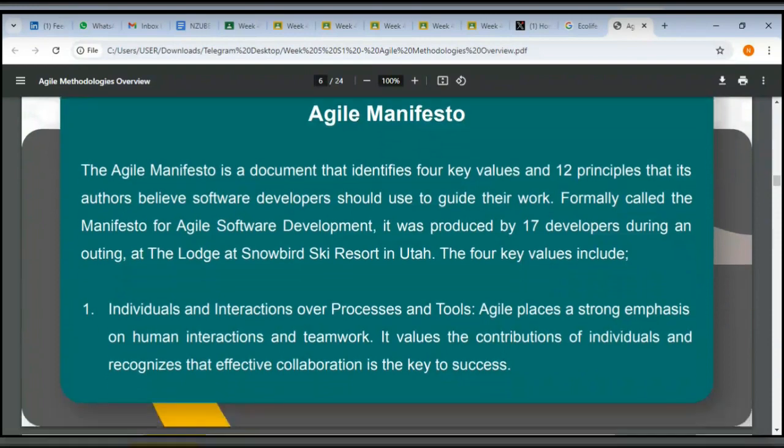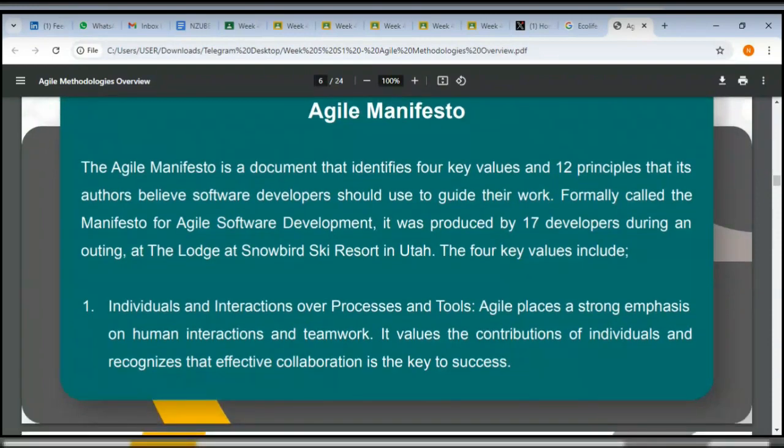So this is the Agile Manifesto. The Agile Manifesto is a document that identifies 4 key values and 12 principles that its authors believe software developers should use to guide their work. It was formerly called the Manifesto for Agile Software Development. That's a long name, so Agile Manifesto makes more sense. It was produced by 17 developers during an outing at the lodge at Snowbird Ski Resort in Utah.